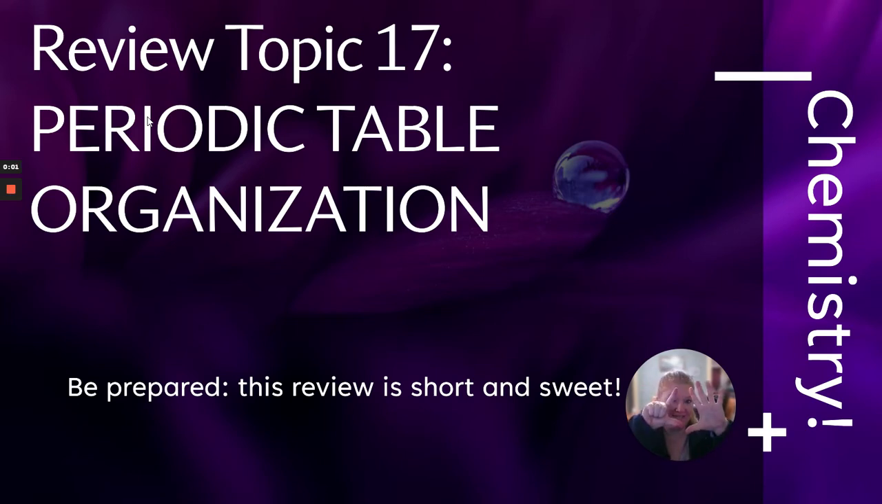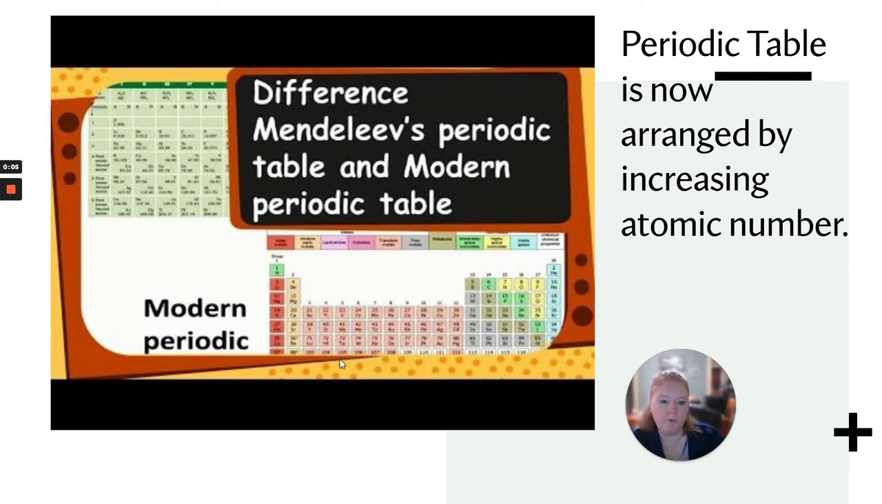Review topic 17, periodic table organization. So, Dmitri Mendeleev came up with the first periodic table, and his periodic table was arranged by atomic mass. Kind of the amazing thing about his table is he left blanks for undiscovered elements and predicted their properties, like, creepingly accurate. And he couldn't explain why there were a couple of glitches in arranging by atomic mass.